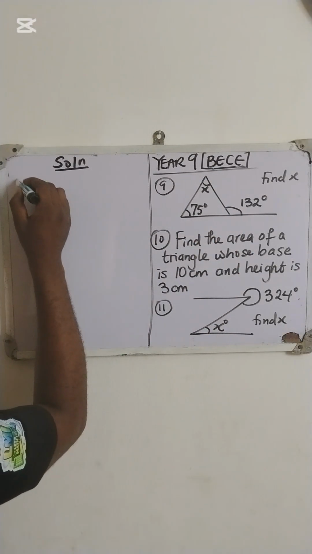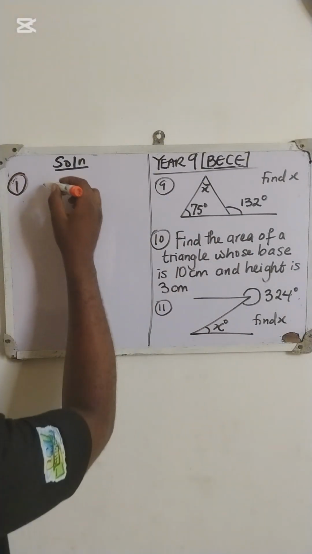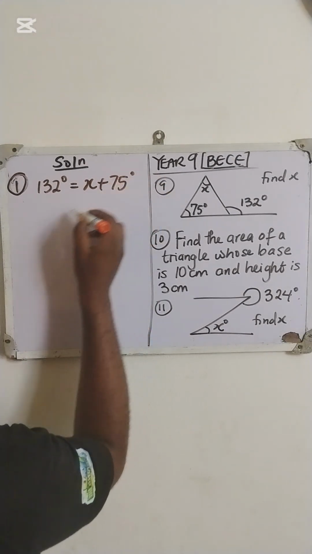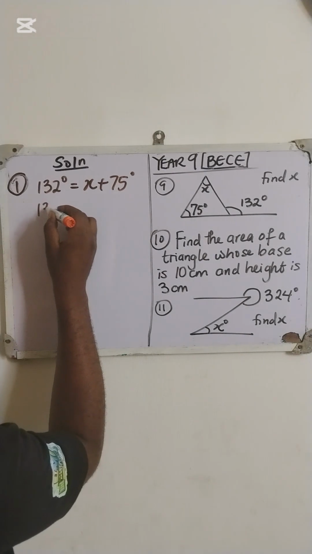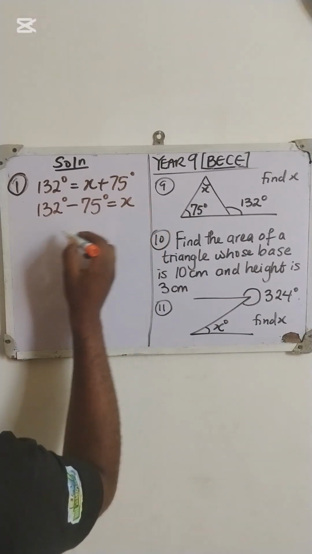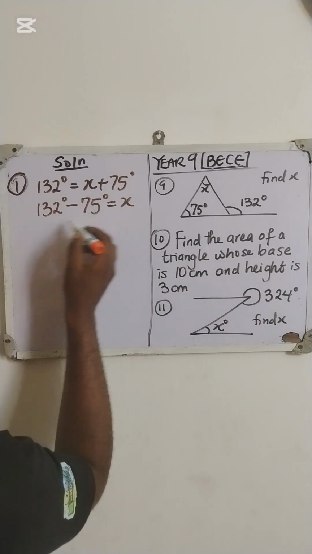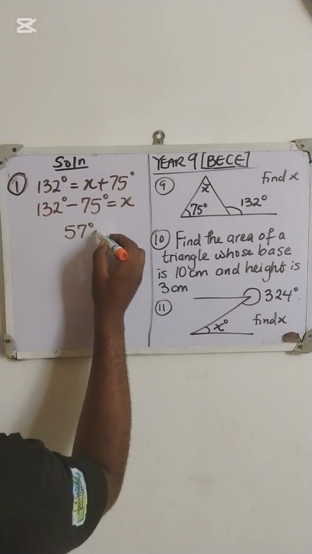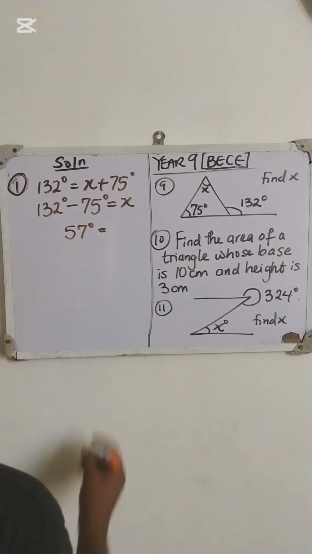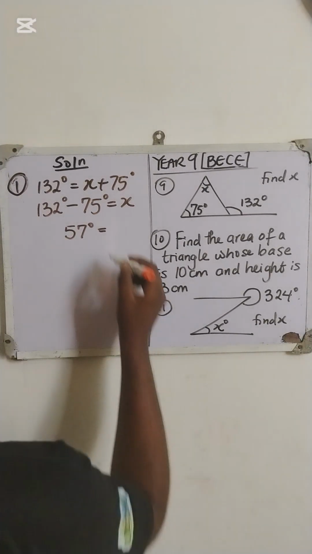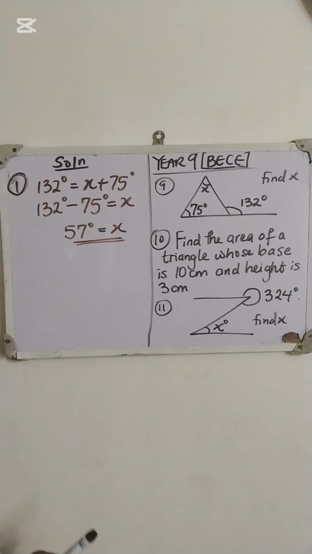So this just means that 132 degrees equals x plus 75 degrees. So when we collect like terms, we have 132 degrees minus 75 degrees equals x. And by the time we do this, we have 57. 57 degrees equals x. So that's our answer: 57 degrees equals x.